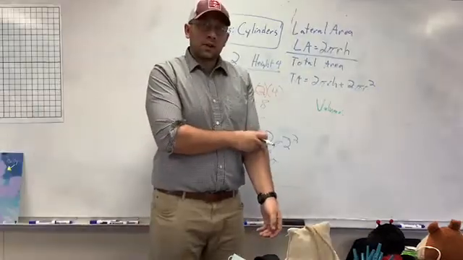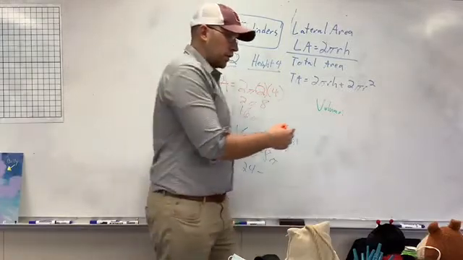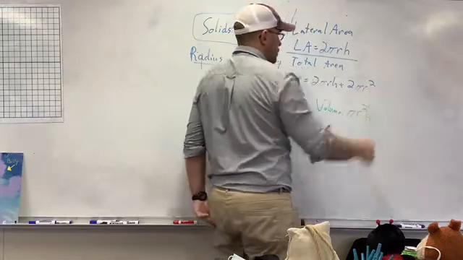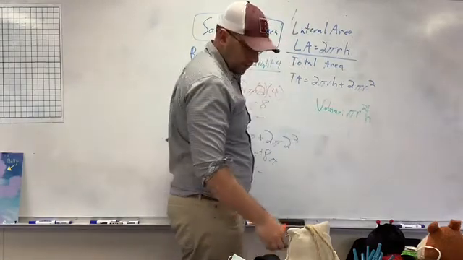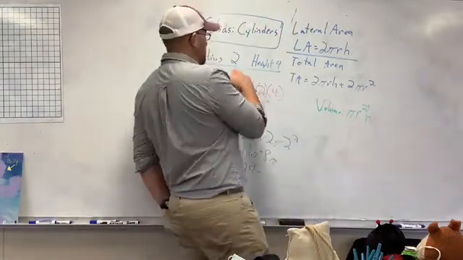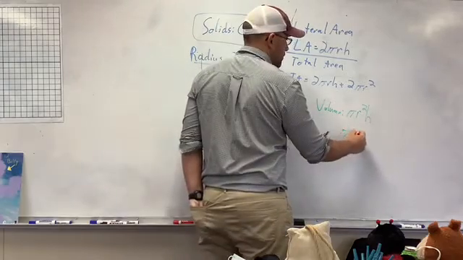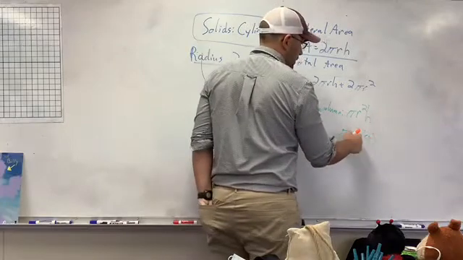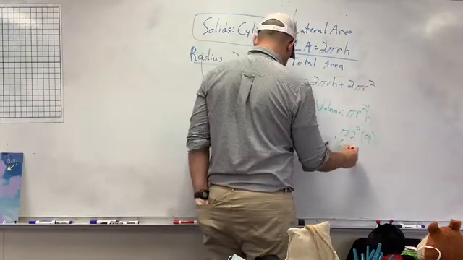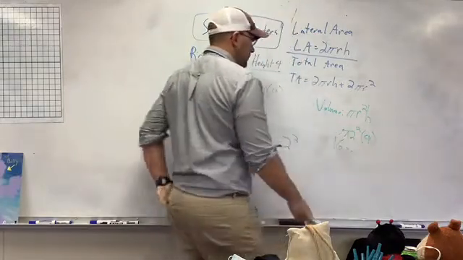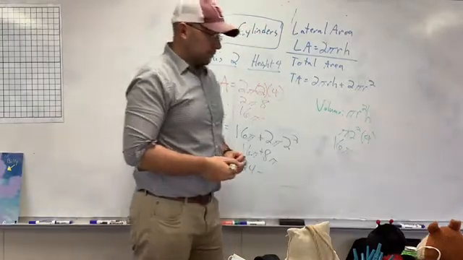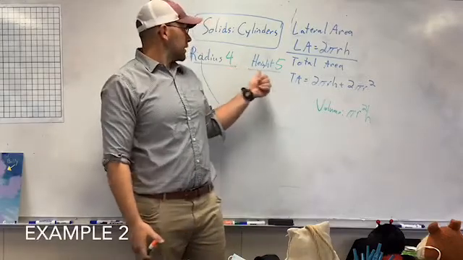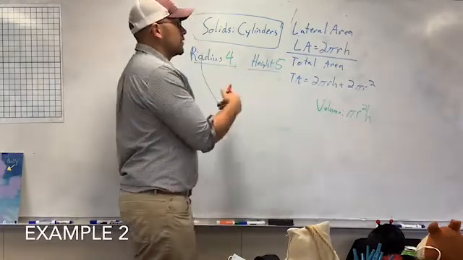And while we're at it, we're going to find the volume also. So our volume is pi r squared h. So our radius is 2, so pi times 2 squared times my height of 4 gives me 4 times 4, which is 16 pi. And that's your volume. Alright, for our second example, we're going to use the radius of 4 and the height of 5 to find all of this.